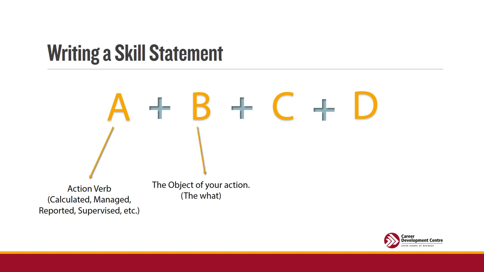B is the object of your action verb, the what. What did you manage? What did you create? What did you achieve? Etc.